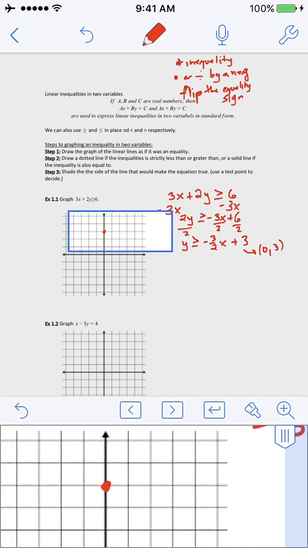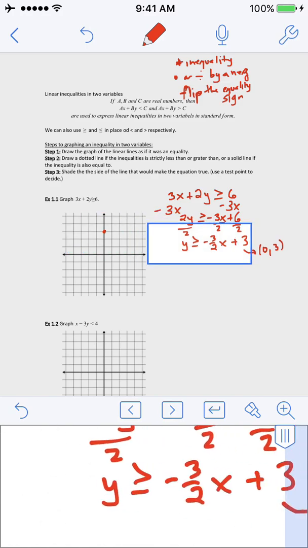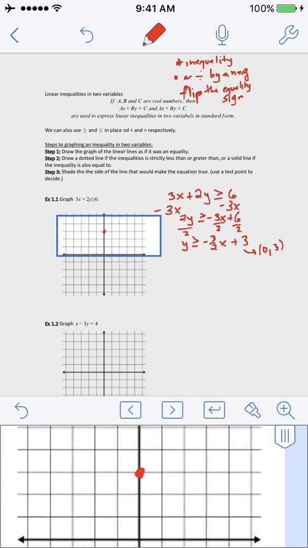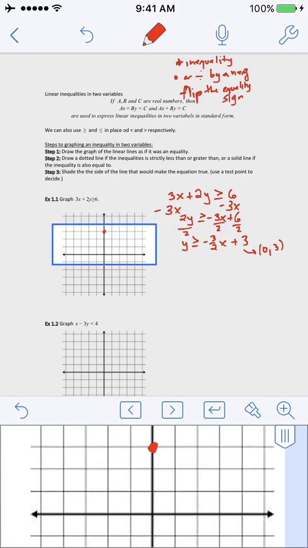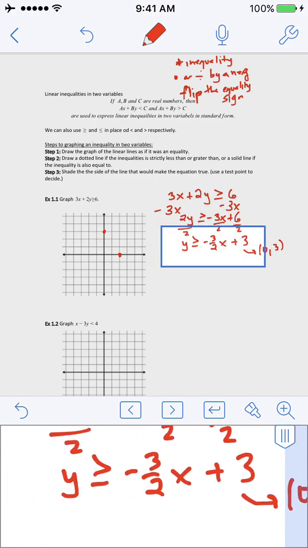And then we have a negative 2/3 as our slope. So again, we'll start at 0, 3. We're not going to start at 0, 0, right? We use our starting point at 0, 3. And this slope tells me to go down 3 and over 2. Down 1, 2, 3, and to the right 1, 2. Alright, so that's step number 1. Graph it like it's equal. I don't quite want to draw a line yet.